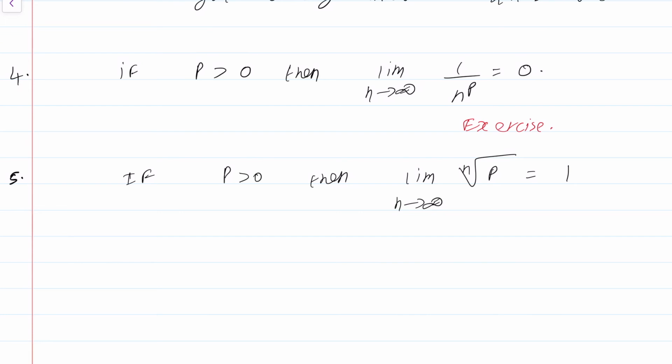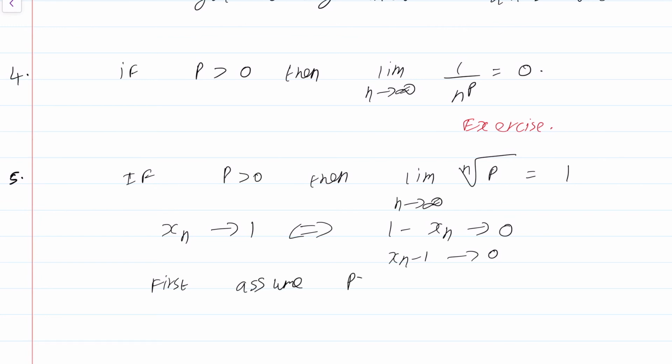Suppose you want to show that xn converges to 1, then one strategy that you can adopt is to see that this is the same as showing that 1 minus xn converges to 0, right? It's exactly the same thing in a different form. Of course, I can also say xn minus 1 converges to 0. You can do one of these also. Instead of showing xn converges to 1, you can show that xn minus 1 converges to 0. So what I'm going to do is, first assume p is greater than 1 and set xn to be nth root of p minus 1.